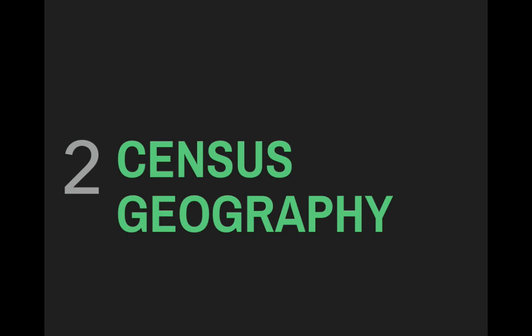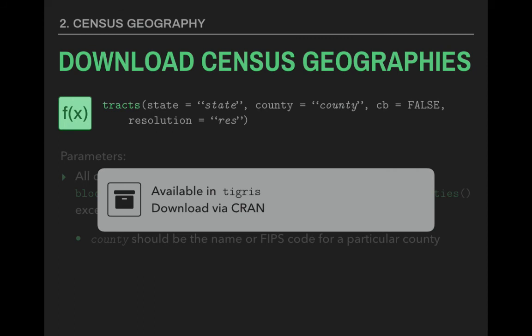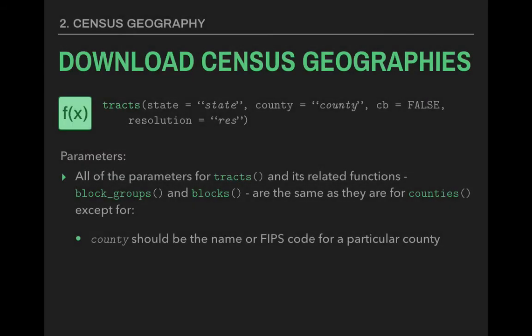Tigris can also be used to download geometric data for census geography. Census tracts, census block groups, and census blocks. The functions to download these varying levels of geography all work the same way. They're named after the geography you're downloading, and they take the same types of arguments. So here, for example, we have the tracts function. We need to specify the state we are downloading data from, the county we're downloading data for, and whether we want it generalized or not. If we want it generalized, we should also provide the resolution we would like it at.